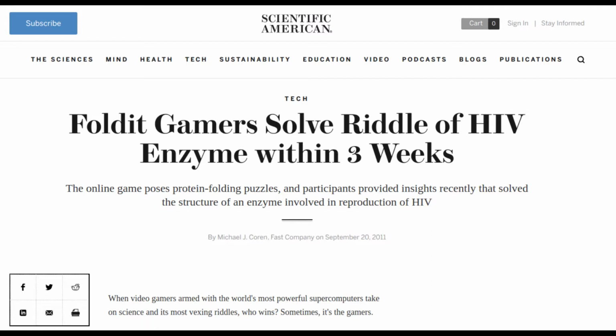Folded attributed members of the public with some of the success of a Nature publication, deciphering the structure of the Mason Pfizer monkey virus, which causes ape HIV, and redesigning the Diels-Alder reaction enzyme. All of this from a crowdsourced game.